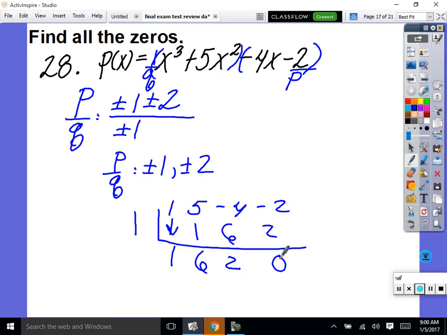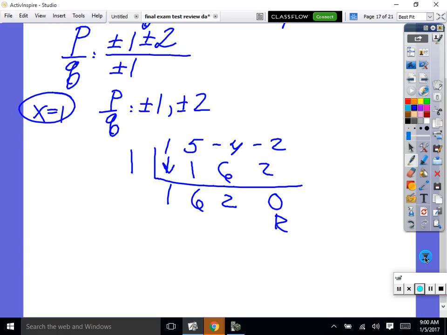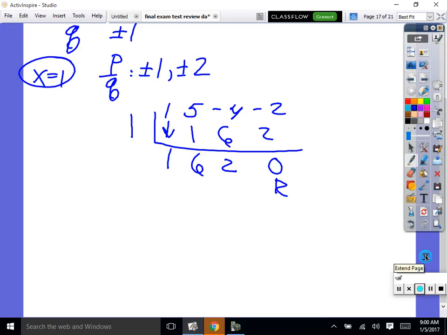So our remainder is 0. So x equals 1 is one of our solutions. Does everybody understand? How many total solutions are there? 3. So now I'm going to say, okay, I have this new polynomial. I just did synthetic division, and it went from a cubic down to a quadratic. So we have this, x squared plus 6x plus 2.